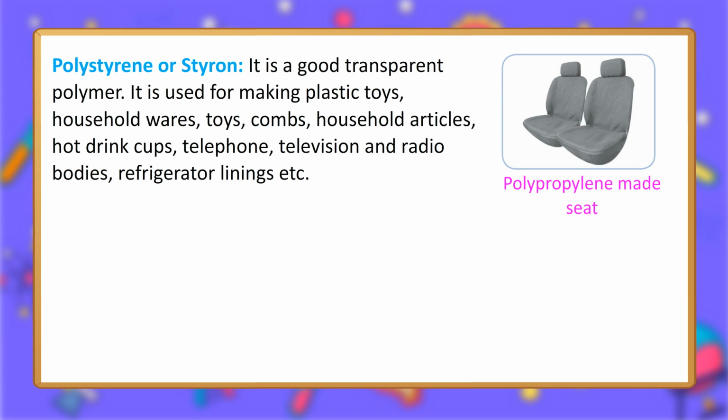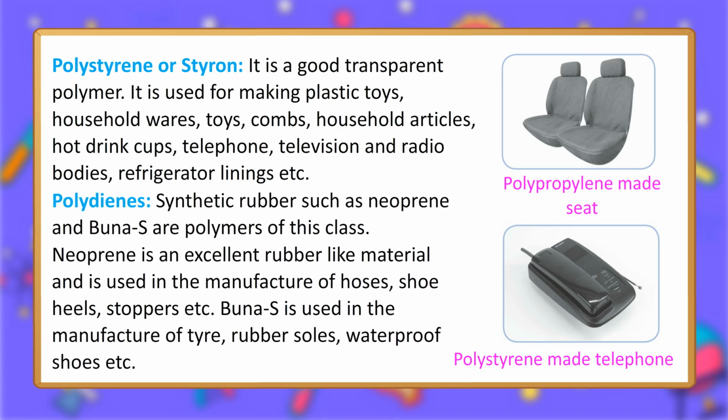Polystyrene or styrene. It is a good transparent polymer. It is used for making plastic toys, household wares, combs, household articles, hot drink cups, telephone, television and radio bodies, refrigerator linings, etc. Polypropylene-made seat.